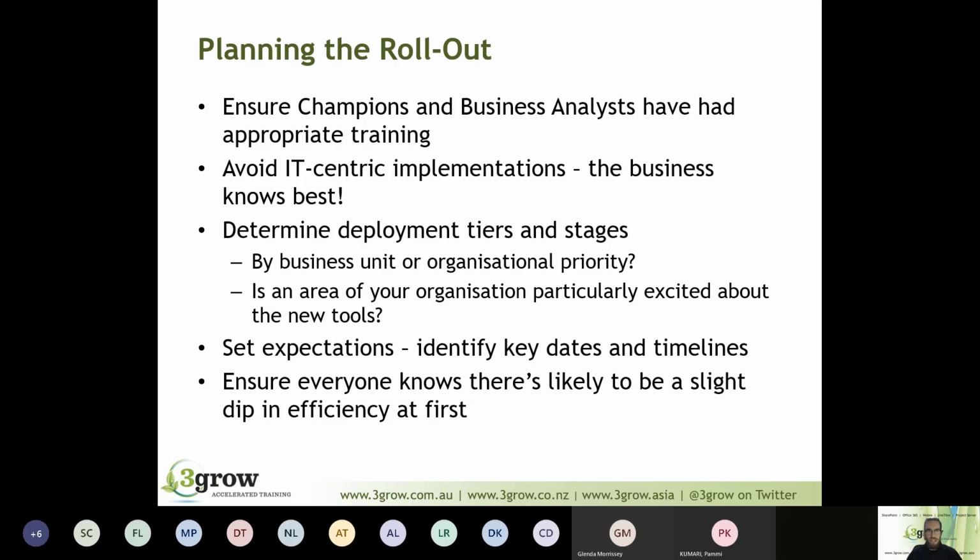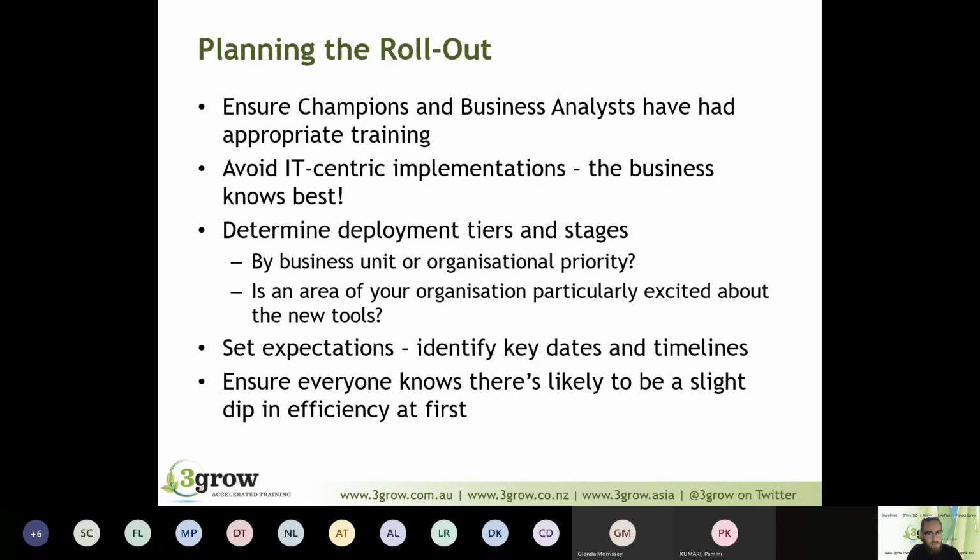So, determining deployment tiers and stages. When it comes to rolling out, let's say SharePoint or Teams, for example, think about how you're going to roll that out. Is there an area of your organization that is particularly excited about the new tools? Or is there a team or a department that is going to receive an immediate benefit, that quick win from having implemented these tools, and could be used as a showcase for the rest of the organization to show the benefits of implementing these tools? So identifying teams or areas of your organization based on a priority or something like that is certainly going to help as well.